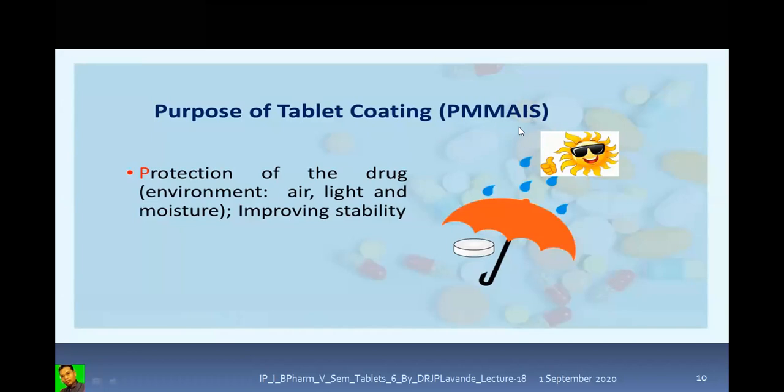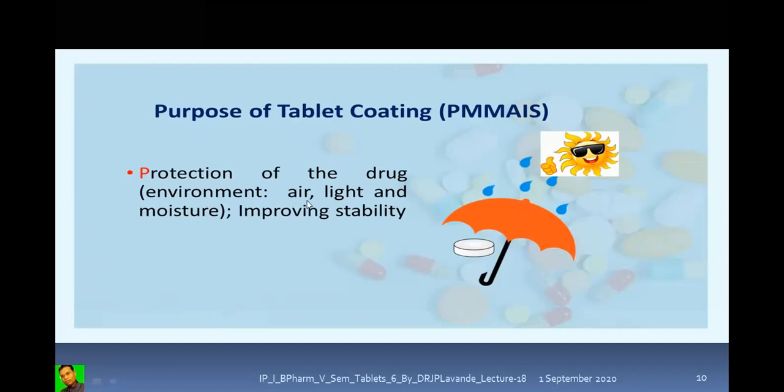So in this way we can go for memorizing, we can go for remembering the reasons, the purposes, the causes for which we are going for the process of coating of the tablet. So what is it? PMMAIS. The first P is the protection, protection of the tablet, protection of the drug from the environment.